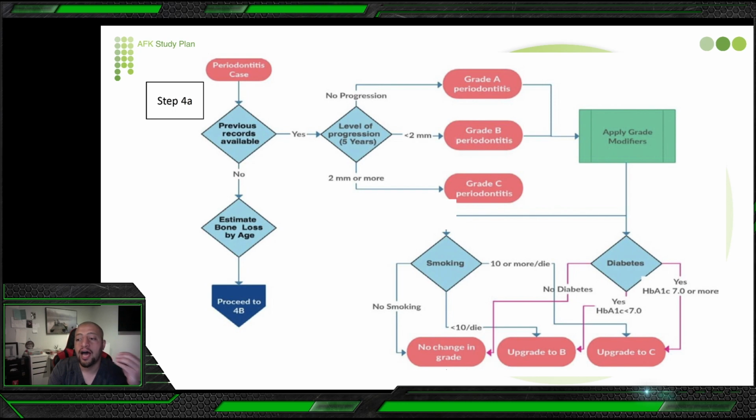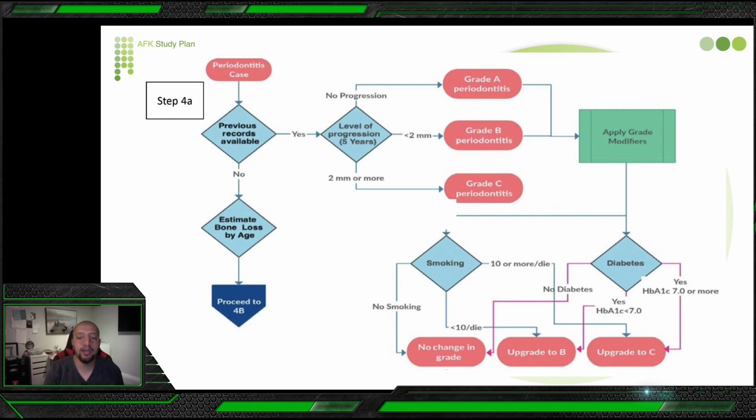You have other factors that will make your life easy to decide the grade. If your patient is a smoker and smokes less than 10, you're gonna say grade B. If your patient smokes 10 or more, you're gonna say he's grade C. Same for a diabetic patient: if he's controlled, less than 7, he's grade B. If he's more than 7, it's grade C. My recommendation is to think about every periodontitis patient as grade B, and then think about factors that make him go grade A or grade C.